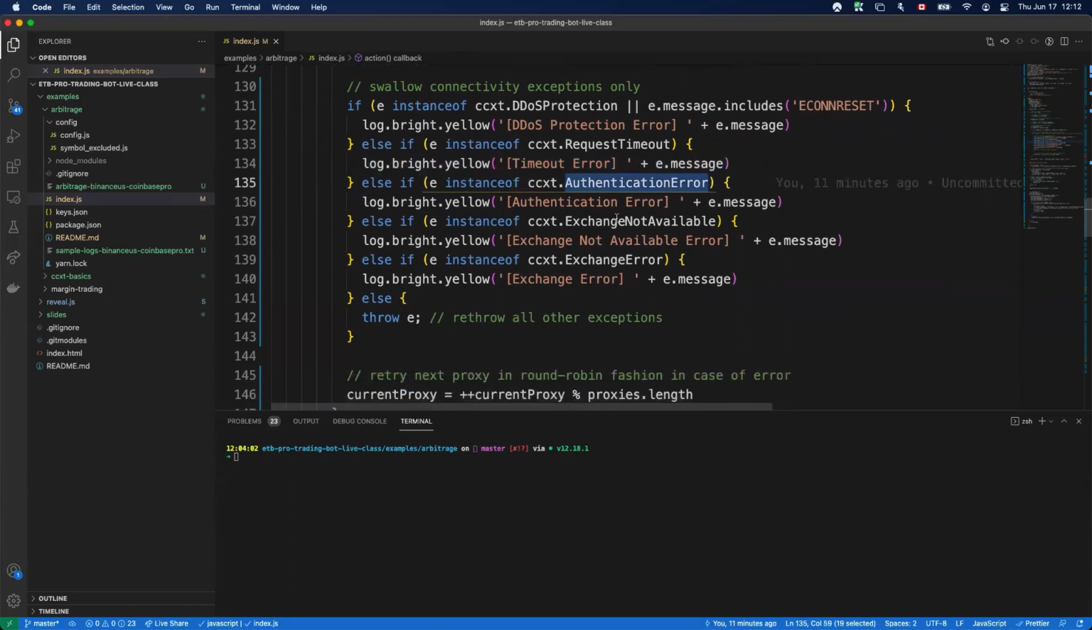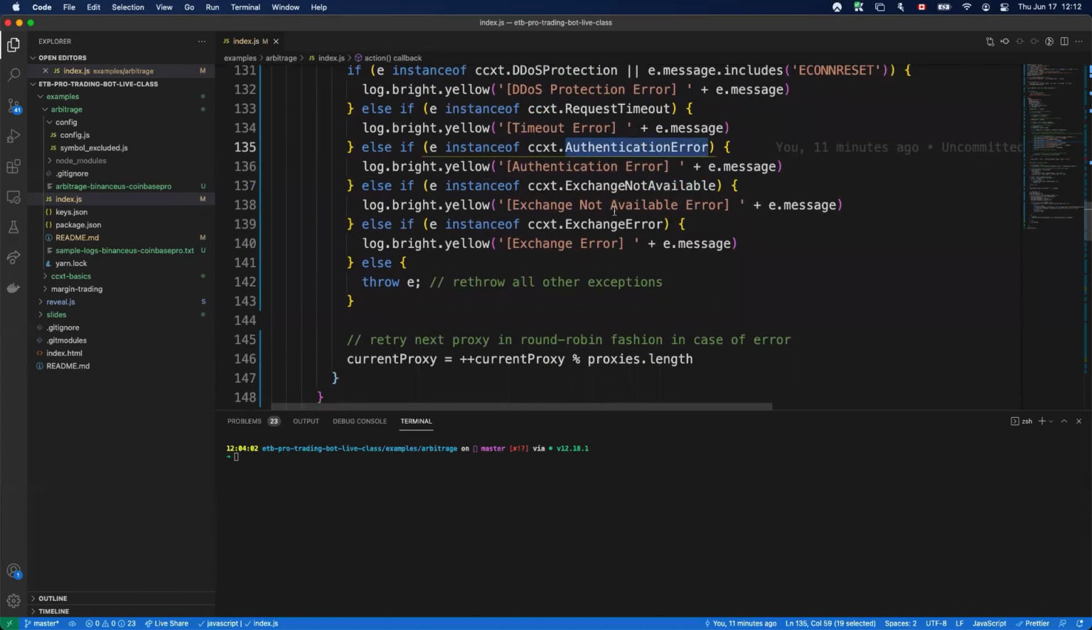If there is any authentication error, fetching of the market data does not require any API keys, so this is not going to be an issue in this case because we're not doing any sort of trading as of now. Then we have another error for when an exchange is not available. For example, you passed an argument as Coinberry. Now Coinberry is not supported by CCXT. So that's going to handle this sort of error.